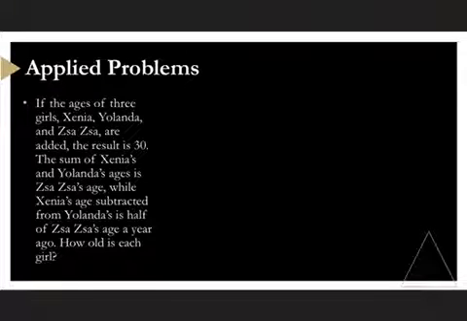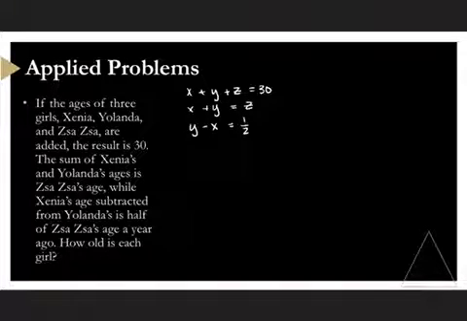All right. The ages of 3 girls, Xenia, Yolanda, and Zaza, are added, and the result is 30. So they're saying if I add Xenia plus Yolanda plus Zaza, I get 30. The sum of Xenia and Yolanda's ages is Zaza's age. Xenia's age subtracted from Yolanda, so Yolanda minus Xenia, is half of Zaza's age a year ago. Okay. So we've got kind of a messy scenario here. That's okay, we can deal with that.